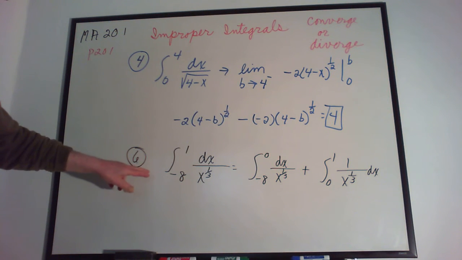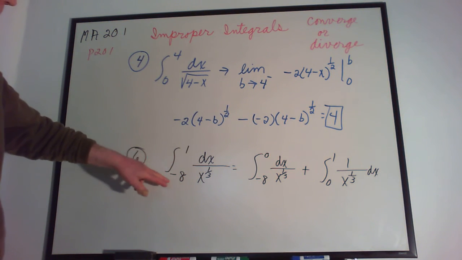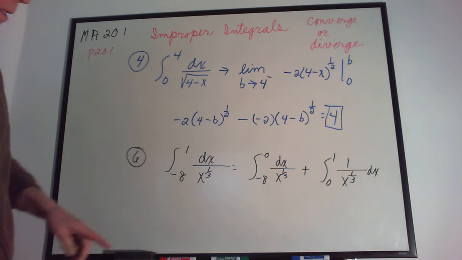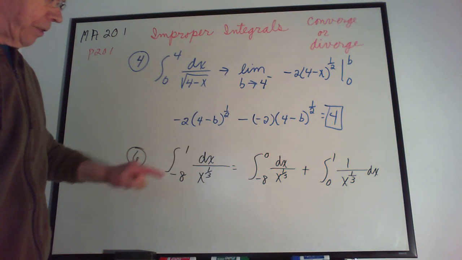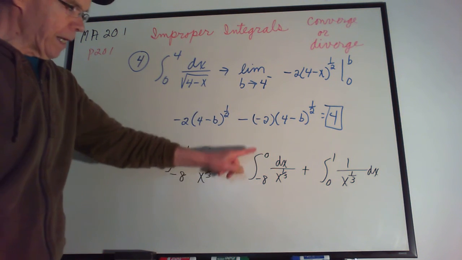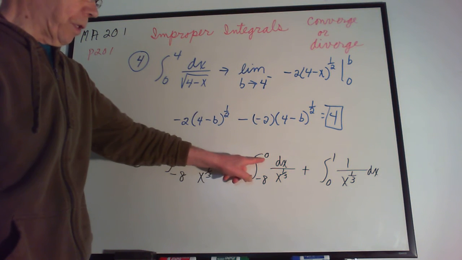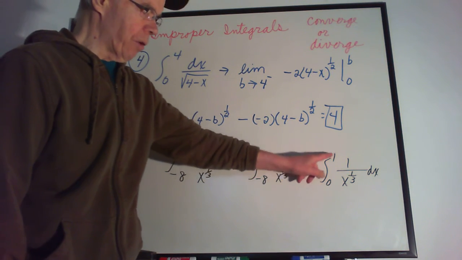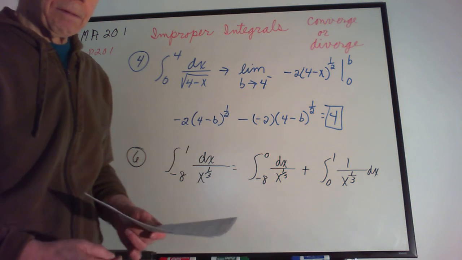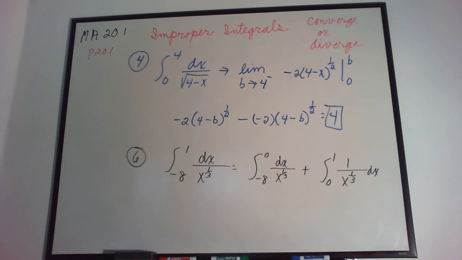Now, number 6, the integral, the lower limit is negative 8, the upper limit is 1. Well, this implies you've got a 0 in here. Well, you can't have a 0 in the denominator. So you break it up from negative 8 to 0, and then from 0 to 1. And then you find the limit for each one of those. So go ahead and try that. Pause the video.